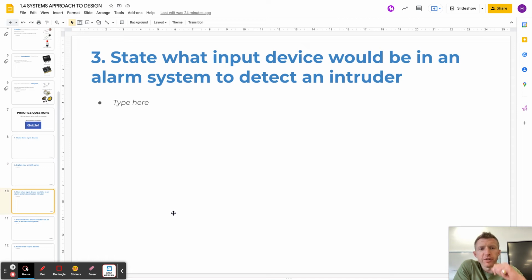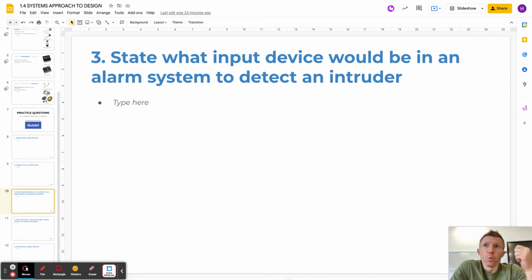Okay, what input device would be in an alarm system to detect an intruder? Well, this is more like how you argue your case. So an intruder in a building, it stands to reason they've probably either broken a window or they've opened a door to get into a room. Now, an easy one with this is that a lot of door alarms are very simple. They literally just have a switch attached to them.